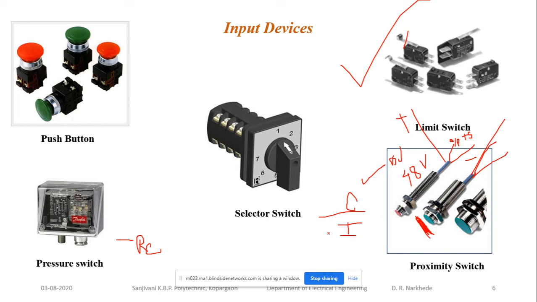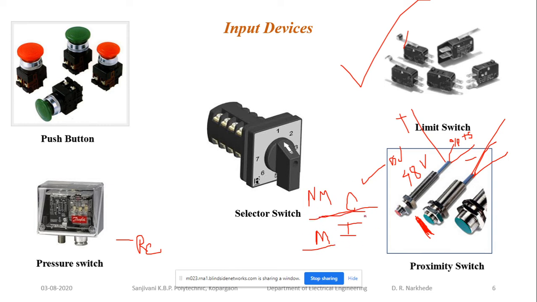Inductive proximity switches are used only for detecting metallic objects. मेटॅलिक ऑब्जेक्ट जर असतील फक्त तरच तुम्ही इंडक्टिव्ह प्रॉक्झिमिटी स्विचेस यूज करू शकतात. And capacitive proximity switches are used for metallic as well as non-metallic objects. मेटॅलिक पण डिटेक्ट करता येतील तुम्हाला, नॉन मेटॅलिक पण डिटेक्ट करता येतील.